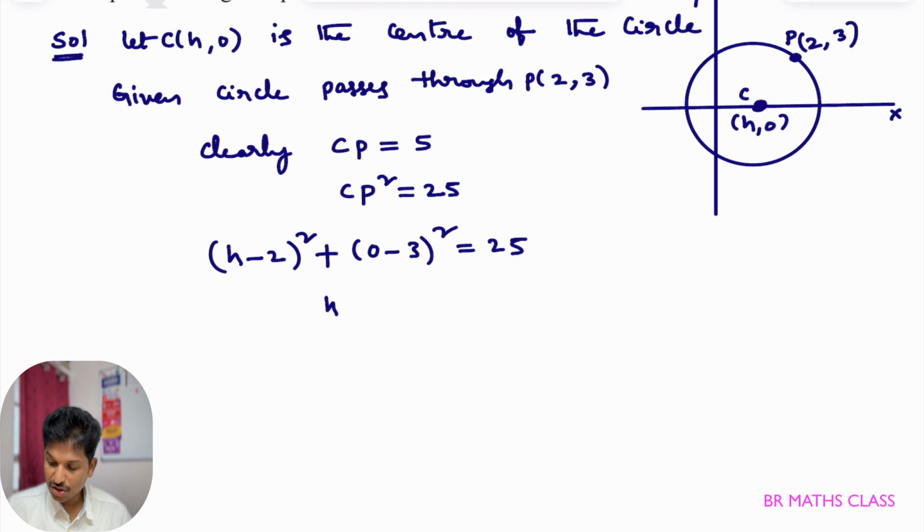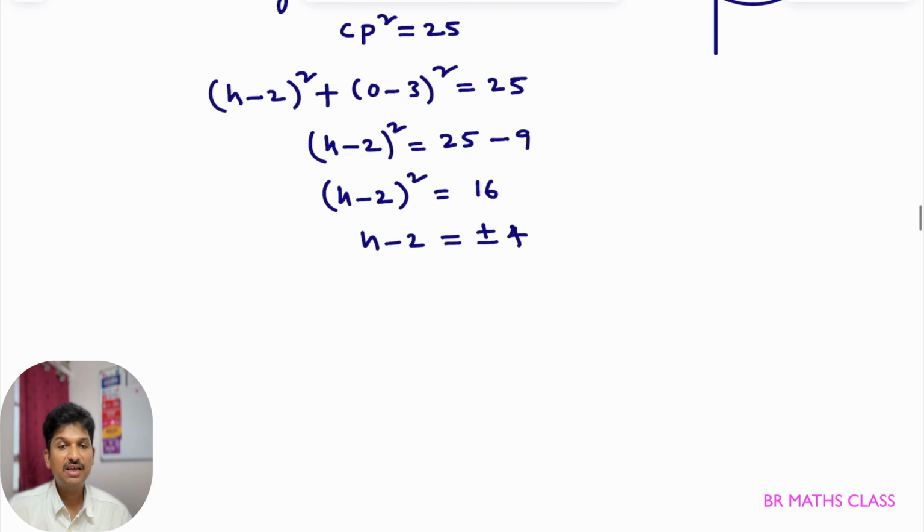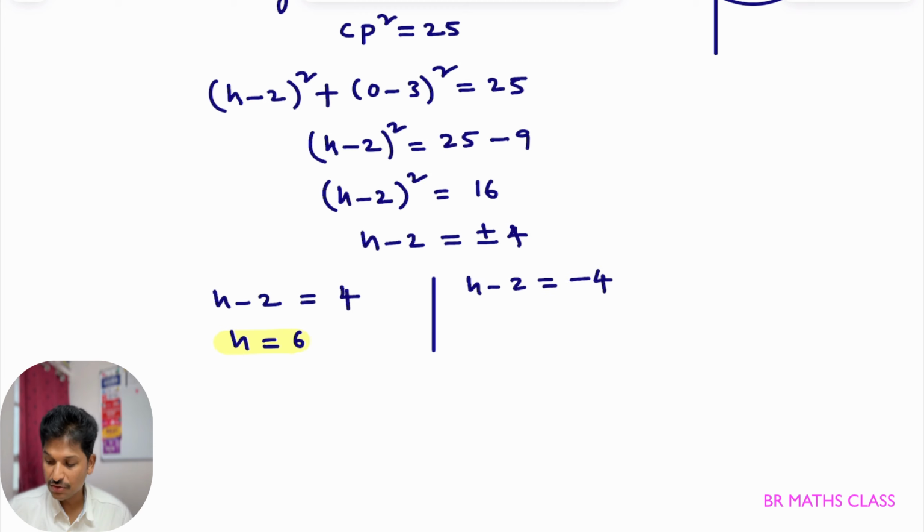If we simplify this, what you will get? (h minus 2) whole square equal to 25. Here this is plus 9, take it to this side, it will become minus 9. 25 minus 9: (h minus 2) whole square equal to 16. From this, what is h minus 2? H minus 2 can be plus or minus 4. First, I'll take plus 4. H minus 2 equal to 4. From this, h equal to 6. Now, as we got h minus 2 as plus or minus 4, I'll take h minus 2 as minus 4 also. Then h is minus 4 plus 2, that is minus 2. So here you got two h values.